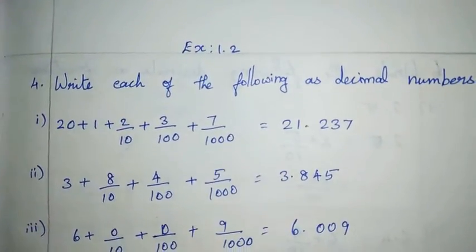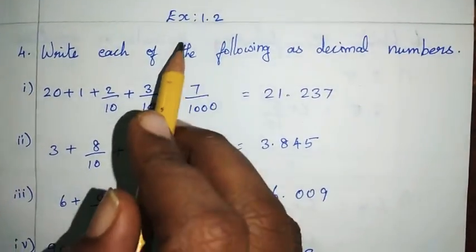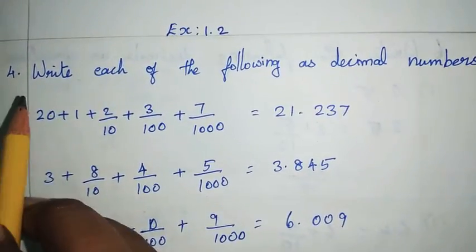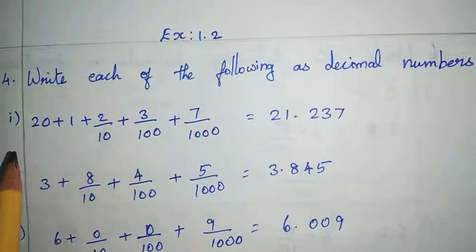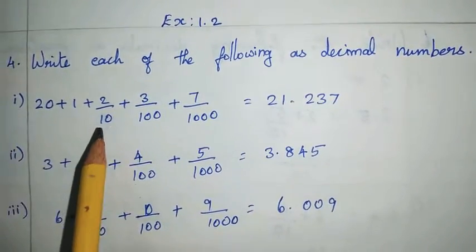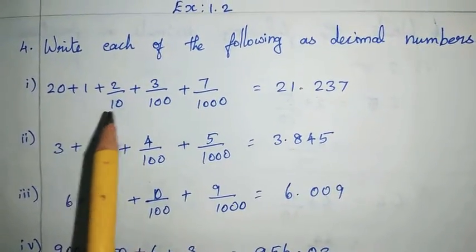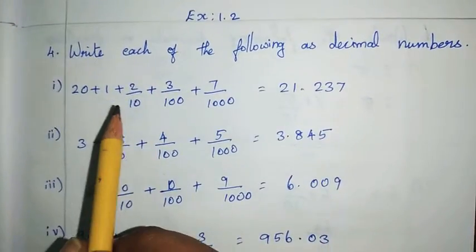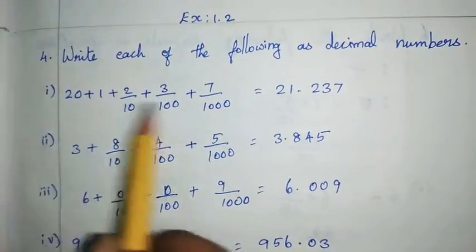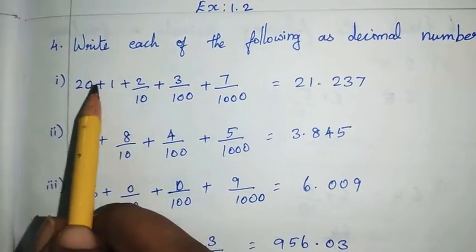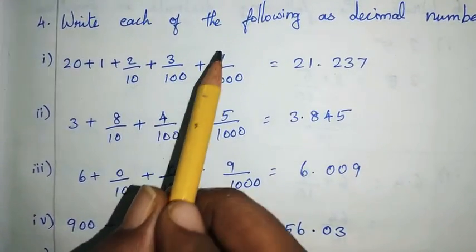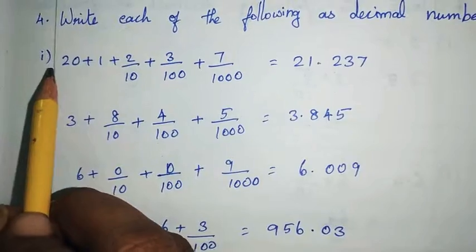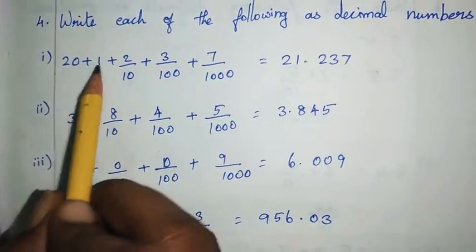Next, we will see some sums from exercise 1.2. Fourth one: write each of the following as decimal numbers. They have given the expanded form of the decimal numbers. You have to write the decimal numbers for the given expanded form. First one: 20 plus 1 plus 2 by 10 plus 3 by 100 plus 7 by 1000. Here we have 20 plus 1 as a whole number.